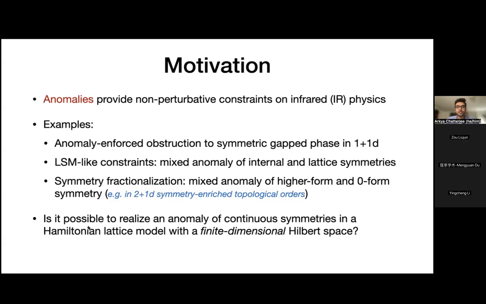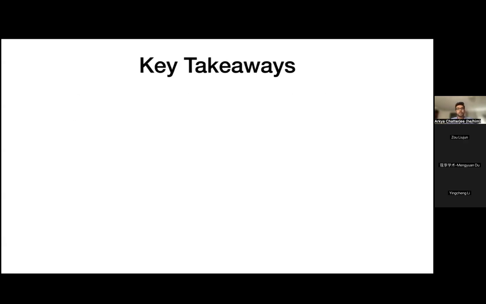So it's interesting to ask whether the analogs of those for continuous symmetries like U(1) can be realized in a finite dimensional Hilbert space. So these are the two rough motivations.